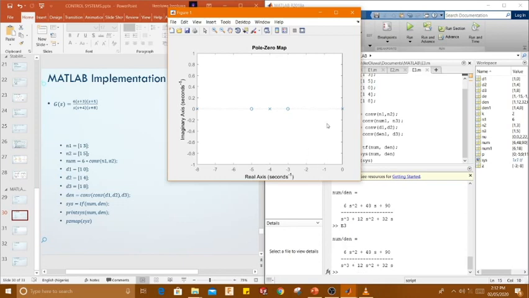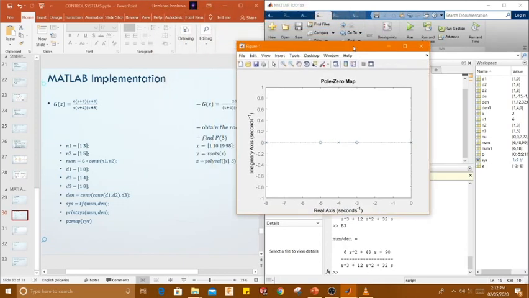Okay, now look at this. Now compare what you have here. Don't forget we are dealing with this. The poles are represented by these crosses. These two crosses are poles. The zeros are represented by these circles. So you have three crosses: one pole, another pole, and then another pole. One zero, and then another.